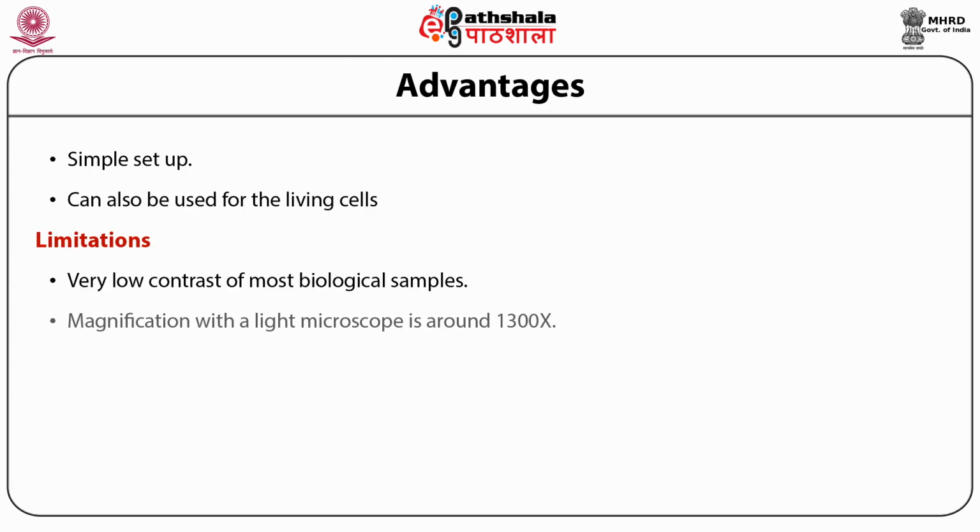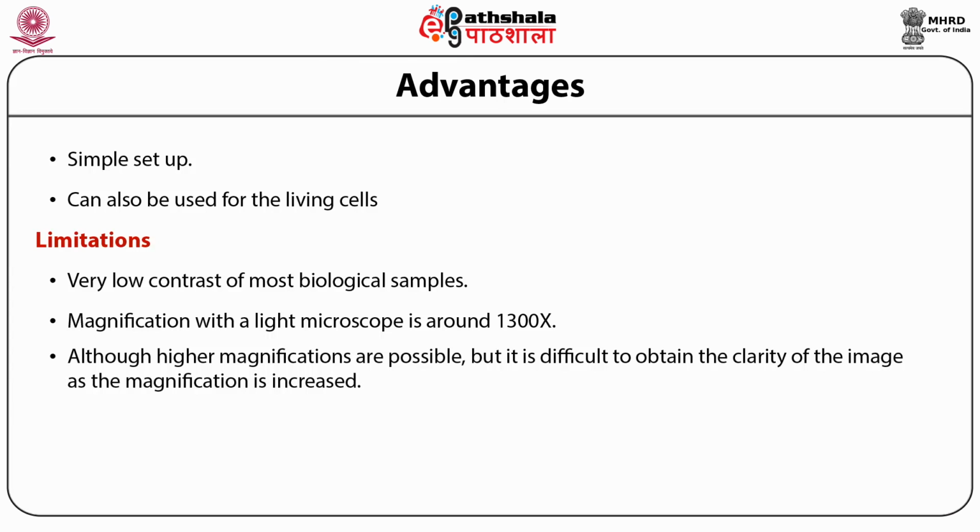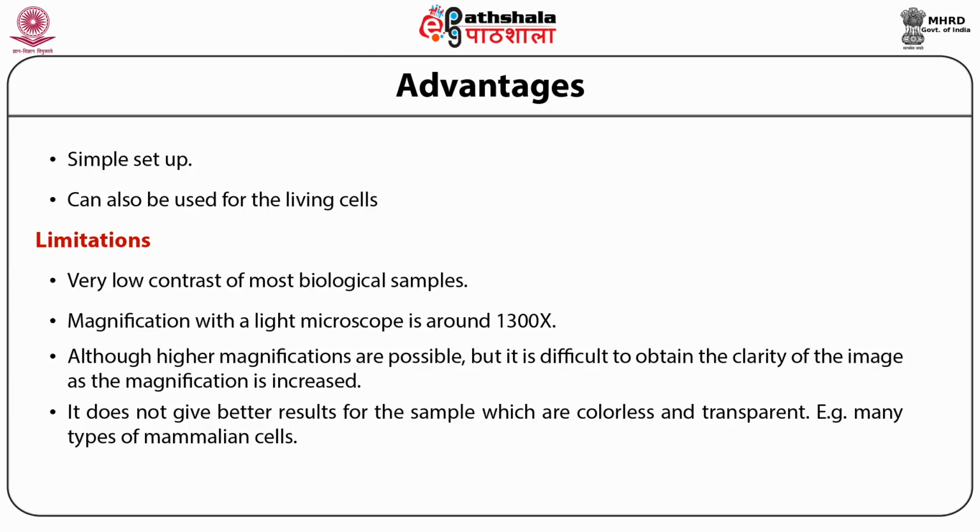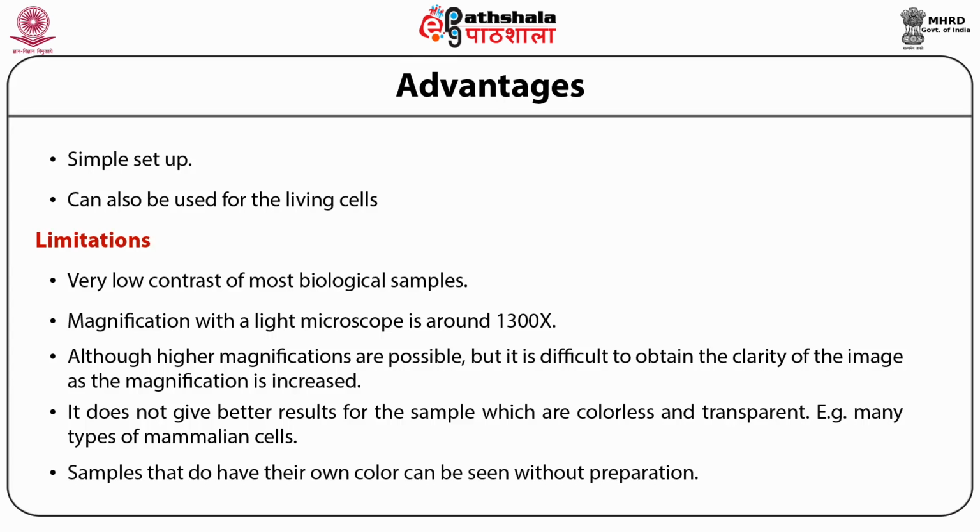Second, the magnification with the light microscope is around 1300x. Although higher magnifications are possible, it is difficult to obtain the clarity of the image as the magnification is increased. Third limitation is it does not give better results for the samples which are colorless and transparent. For example, many types of mammalian cells, samples that do not have their own color can be seen without preparation.